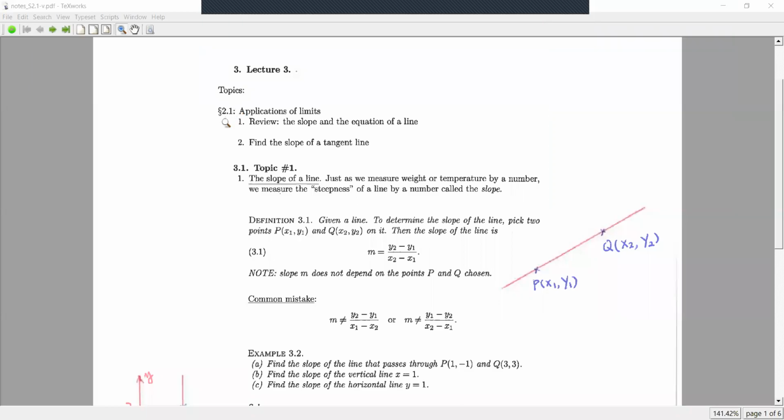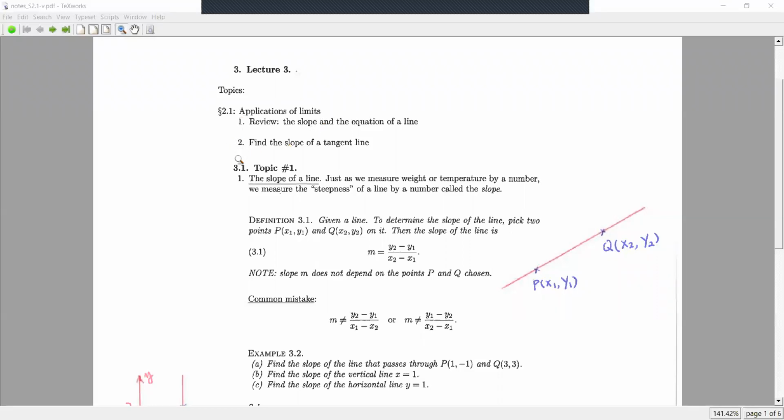Section 2.1, Applications of limits. Limits have many applications. In section 2.1, I will show you two applications. The first is that a limit can be used to find the slope of a tangent line. The second is that a limit can be used to find the instantaneous velocity of a moving object.